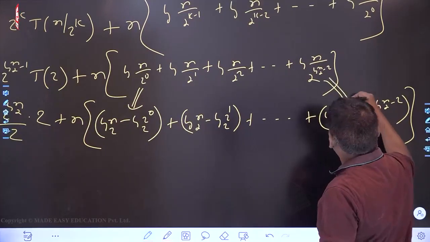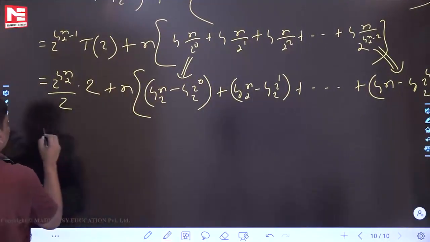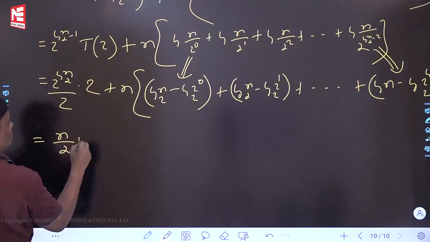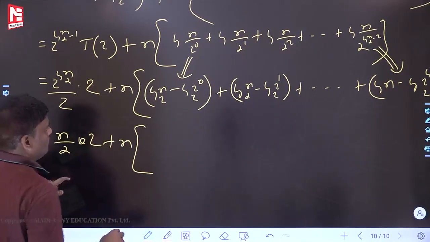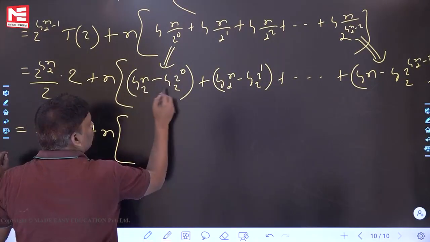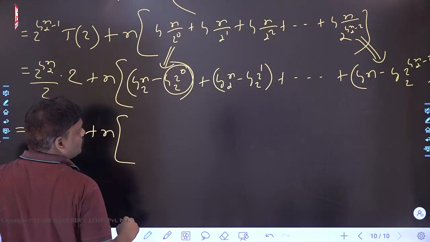This is for this, right? Simplify this. I am simplifying 2 power log n base 2. What is the answer? N by 2. It is the 2 plus n into, right? So let's see this one. What is the answer? Log n base 2 minus this one. Can you help me now? This is nothing but log 2 power 0 base 2. What is the answer? 0.